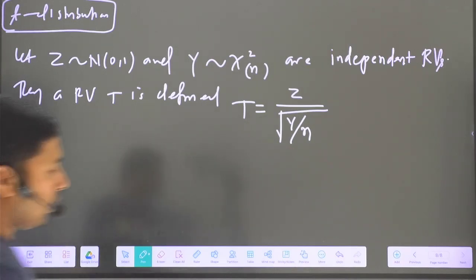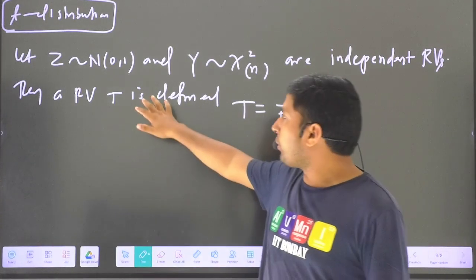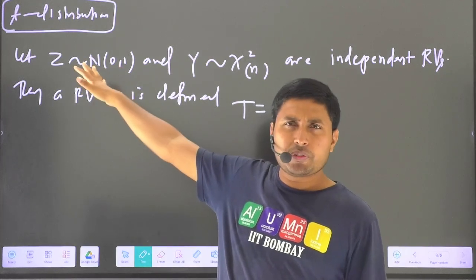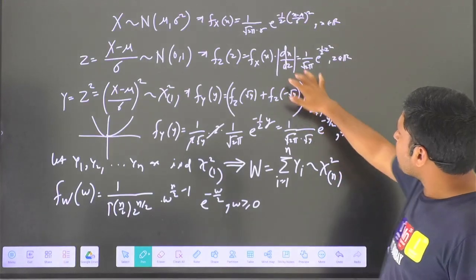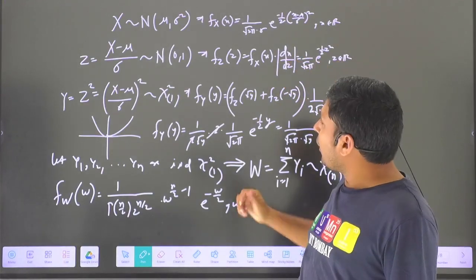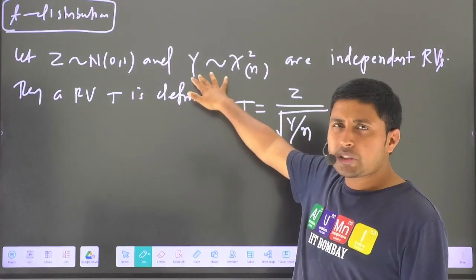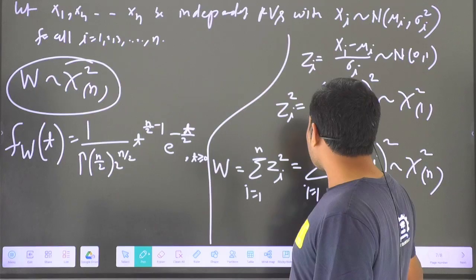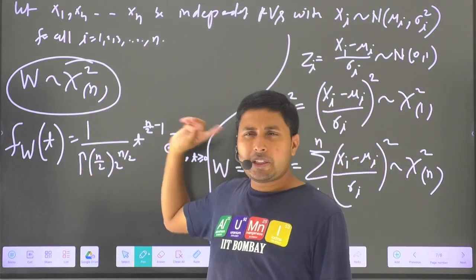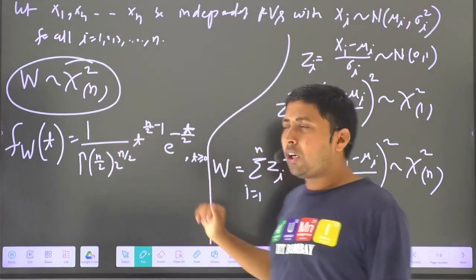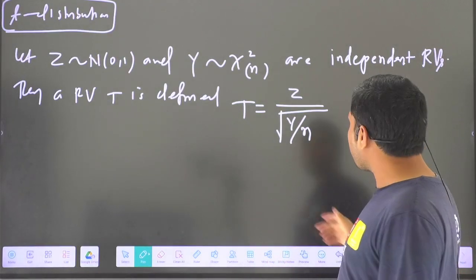Okay, so how will you find the PDF of t? We already know the PDF of z. This is given here. This is the PDF of z. We know the PDF of y, which is chi-square with n degrees of freedom. So we know the PDF of z defined here, and this is the PDF of y, that is chi-square n. So with the help of these two PDFs, how can we get the PDF of t?